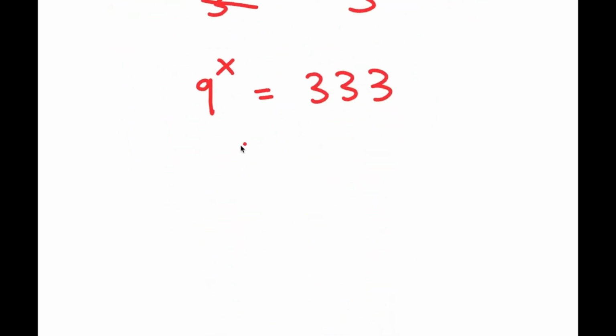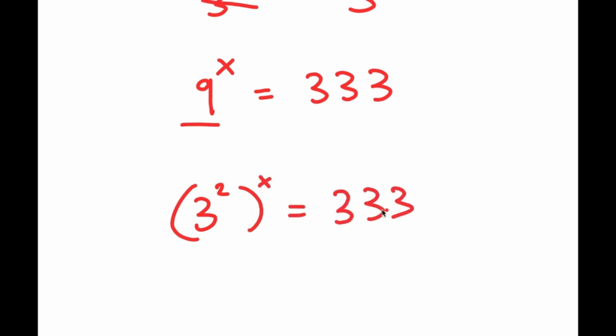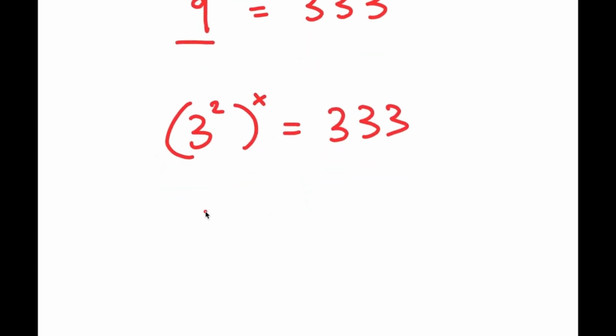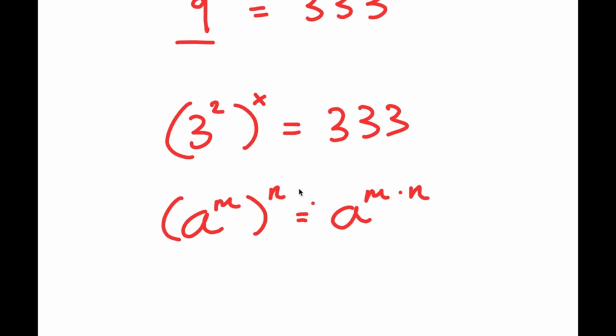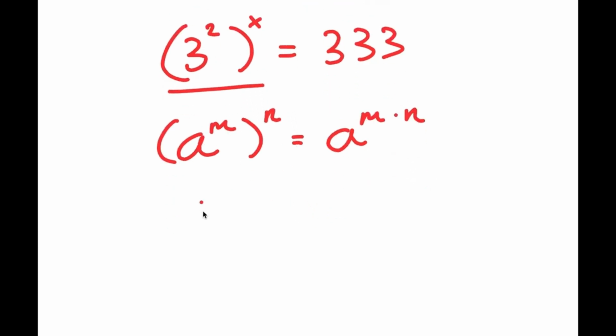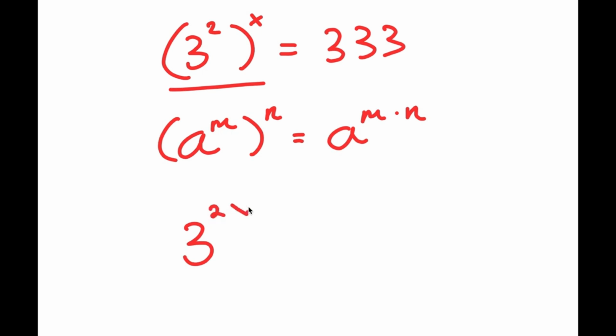So now to solve this, what I'm going to do is rewrite 9 as 3 squared. So now I have 3 squared to the power of x is equal to 333. And if I have something in the form a to the power of m to the power of n, this is equal to a to the power of m times n. Meaning 3 to the power of 2 to the power of x is equal to 3 to the power of 2 times x, which is just 3 to the power of 2x. So now this is equal to 333.